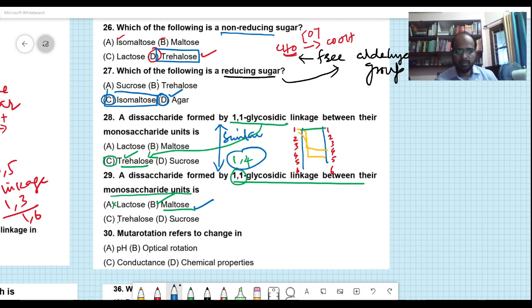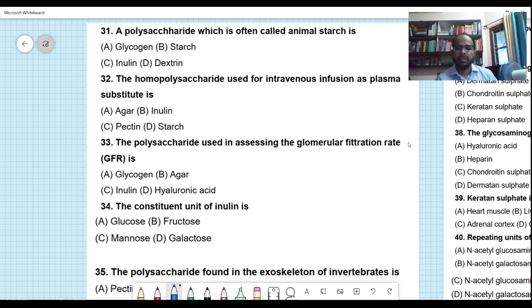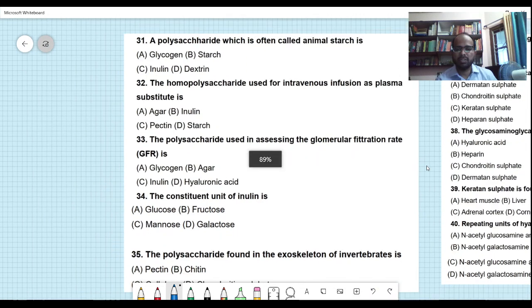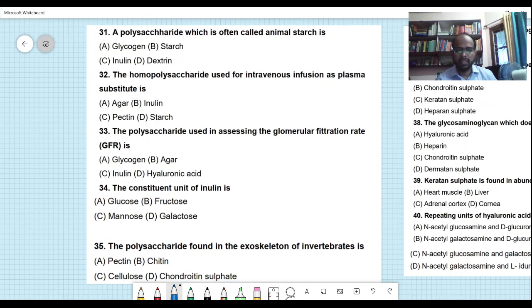what is the answer? pH, optical rotation, conductance, chemical properties. These are all very general answers. pH is also not there. Optical rotation is the right answer for that particular case. These questions are very important because maybe you will be asked questions from the objective type only for the forthcoming semester. So have an idea about this. I'm just discussing everything here.